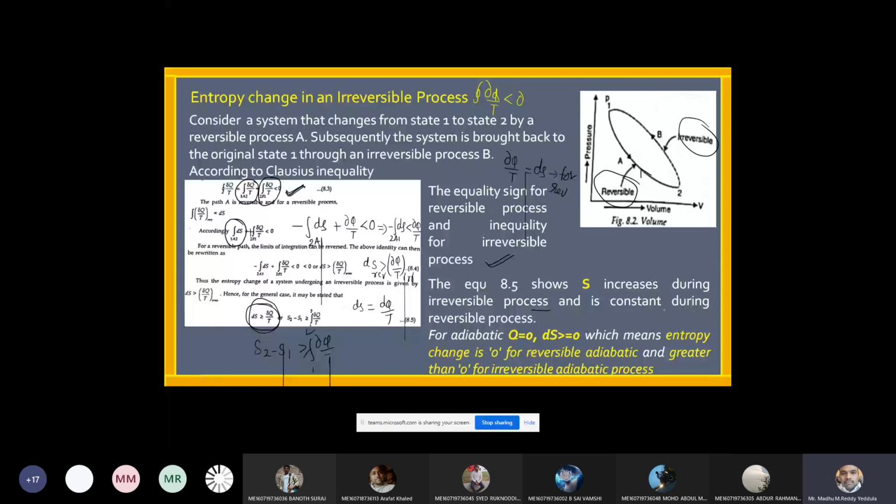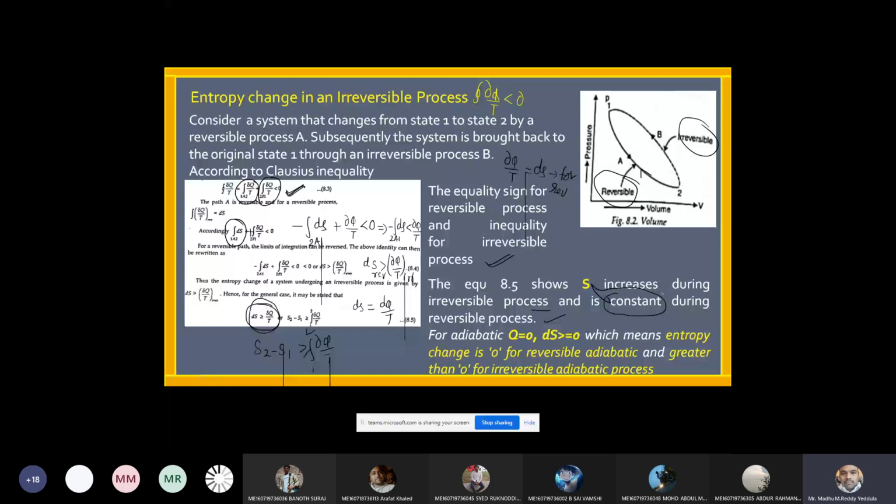Constant in the sense, dou q by t is equal to 0 for a reversible process. Once dou q by t is equal to 0, therefore S2 minus S1 is equal to 0. Therefore S2 is equal to S1. Therefore I can say it is constant. What is constant? Entropy is constant for a reversible process and entropy increases during an irreversible process.